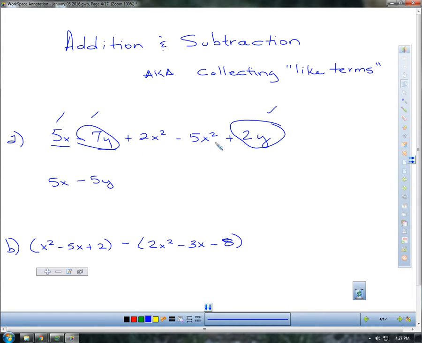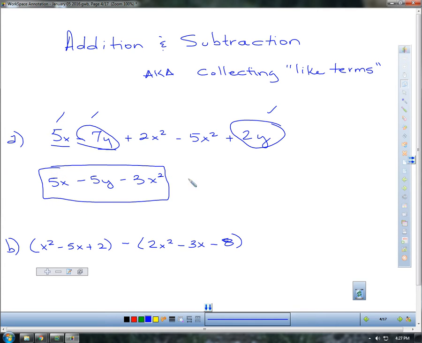Now I have x squareds. These can't combine with this because this has x to the 1 power. These are x to the 2 power. And remember, to be like terms, you have to be the same base, or basically what the x is, to the same power. So I have 2x squared and then subtract 5, which would give me negative 3x squared. This is my answer. Okay?